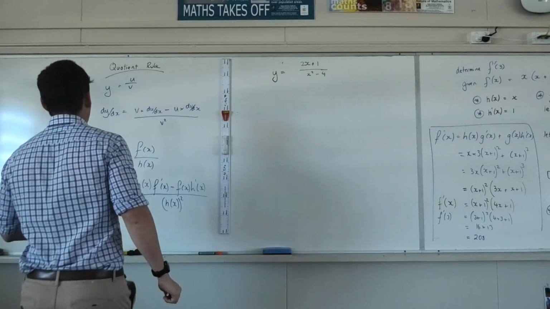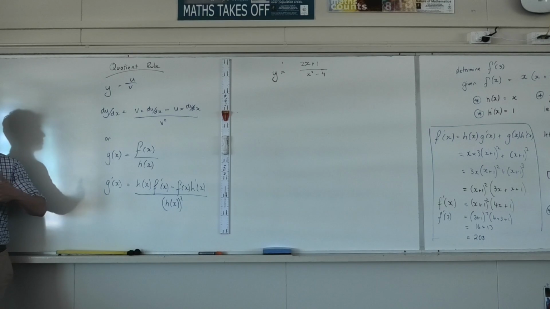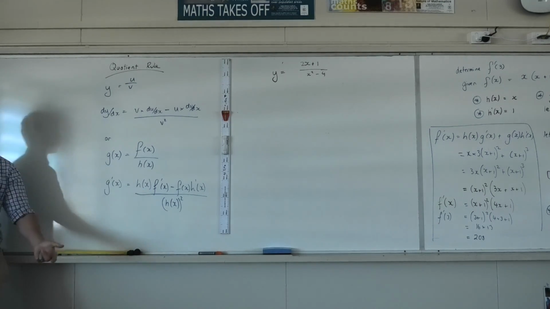Oh, so just introducing the quotient rule. It's for when we have a function divided by a function. So very similar to the product rule, and you don't actually need the quotient rule.